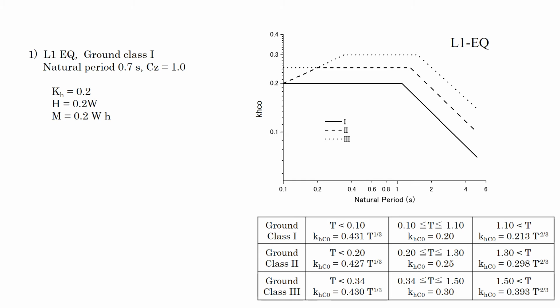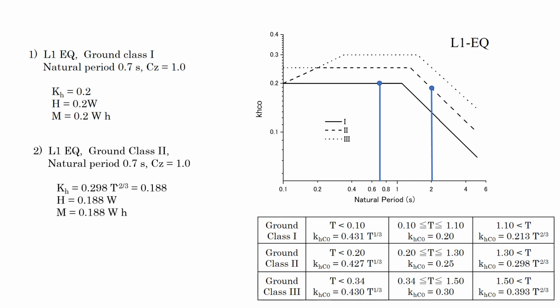1. L1 earthquake, ground class 1, natural period 0.7 second, CZ equal 1.0. KHC0 is found 0.2 from the figure and equation. So H becomes 0.2 W and M is 0.2 WH.